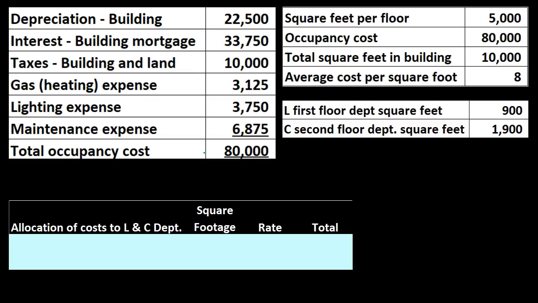We're going to then take this 80,000. Once we make that determination, we have to say, well, how are we going to allocate that out? We could just divide it out by the number of departments that are there, but that's not very fair given the fact that some departments are going to be larger than other departments.